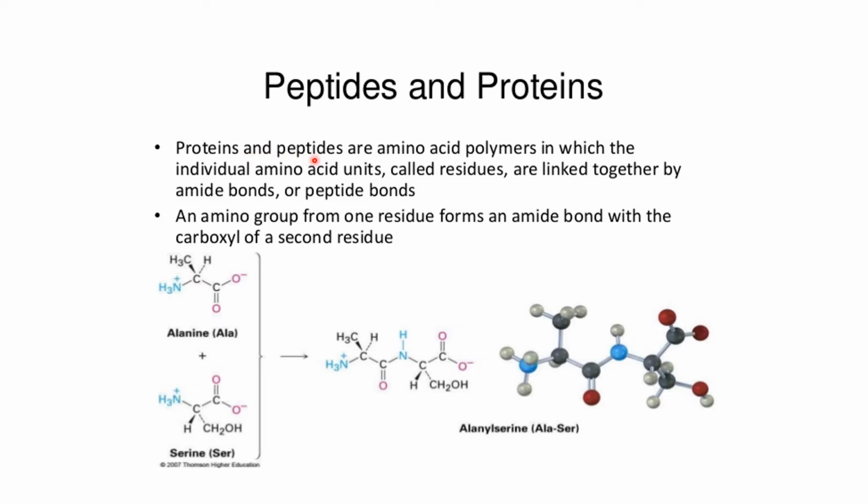Proteins and peptides are amino acid polymers in which individual amino acid units are called residues. What are residues? In the previous slide you saw R. That R you cannot call a residue. You can call it a residue in a polypeptide chain, the individual amino acid in a polypeptide chain. Polypeptide: poly means many, and peptide means a peptide bond.